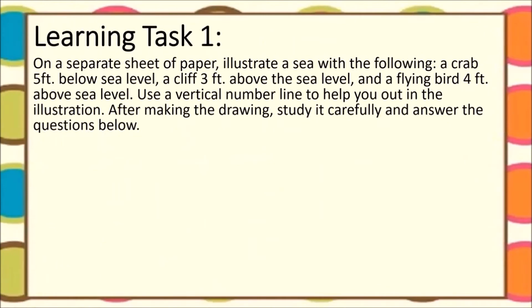So in learning task 1, on a separate sheet of paper, illustrate a sea with the following: a crab 5 feet below sea level, a cliff 3 feet above the sea level, and a flying bird 4 feet above sea level. Use a vertical line or number line to help you out in the illustration. After making the drawing, study it carefully and answer the questions below.